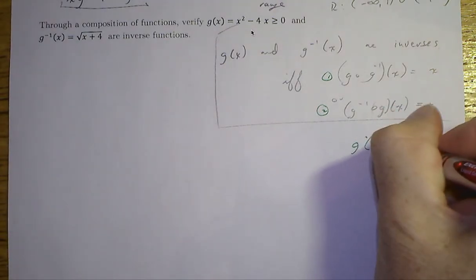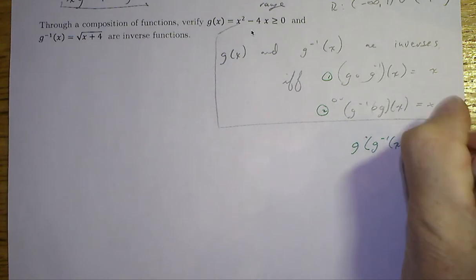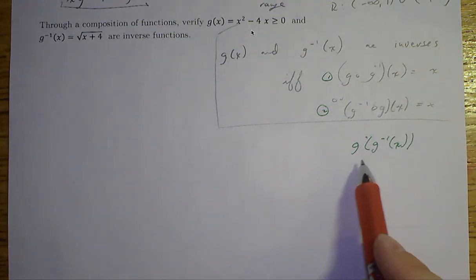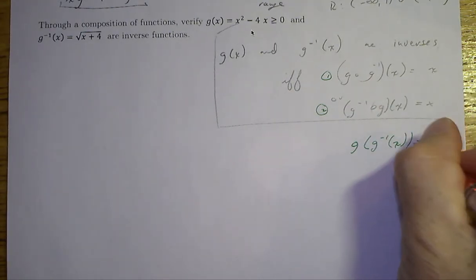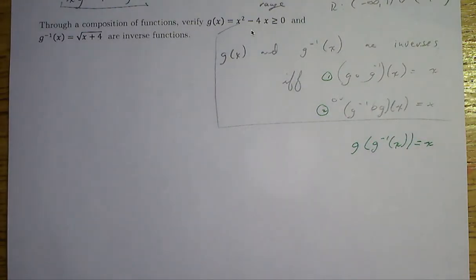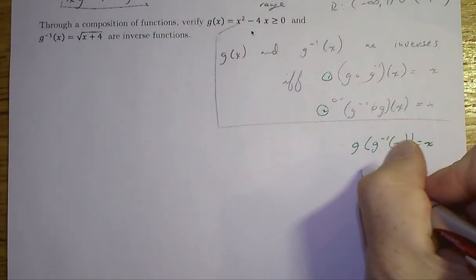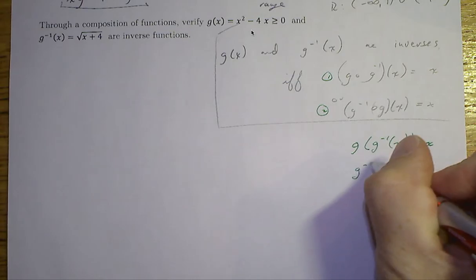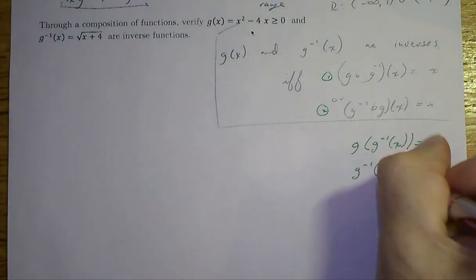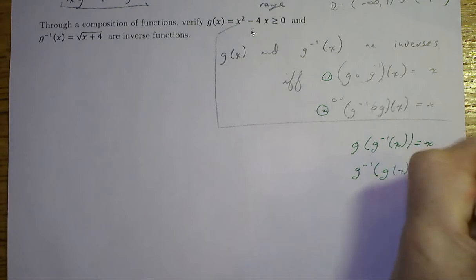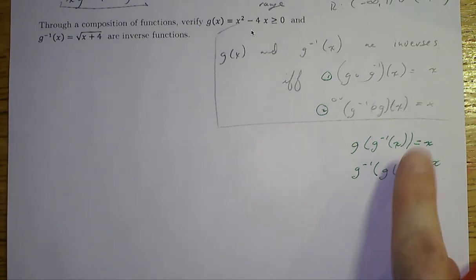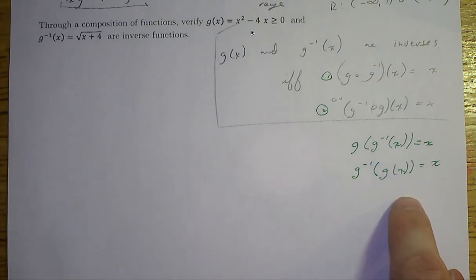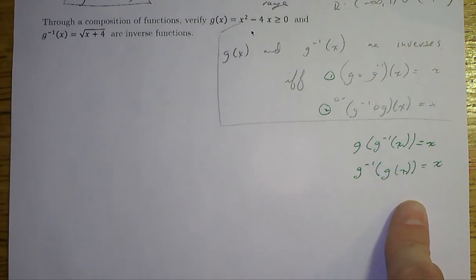The g of the g inverse of x is equal to x. If that is a true statement, then these are inverses. Or if you apply the inverse function to the function itself, g, this should equal x. If you can demonstrate that one of these is true, then we do have inverse functions.